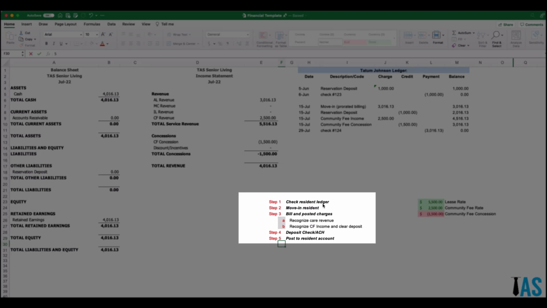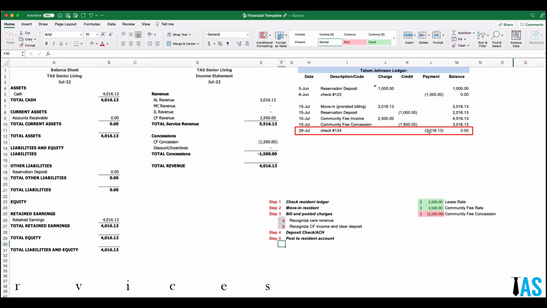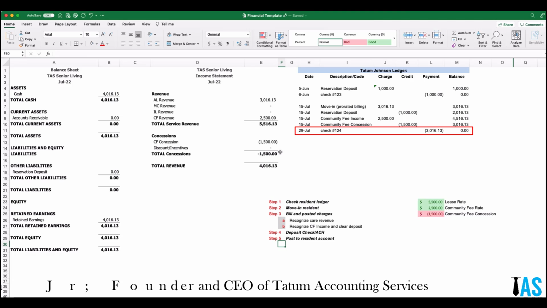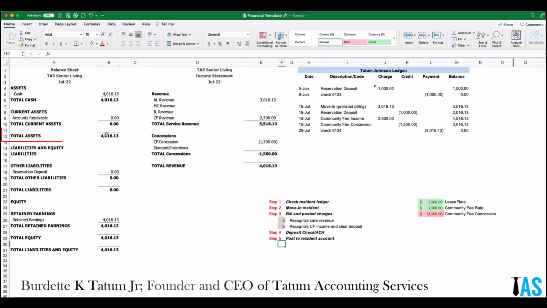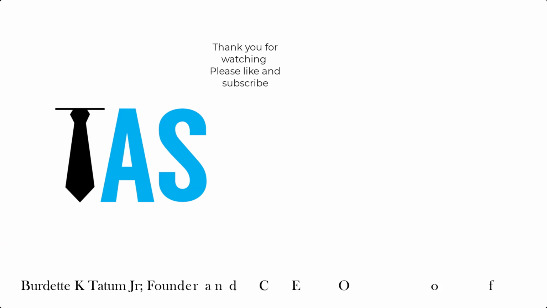So we post to the resident ledger. Notice once again the AR clears, goes up to cash, and now we have the payment on the resident's ledger. The ledger's down to zero. We've collected the full revenue less the incentive, which is why our cash is $1,000 less. Okay, that's the example for the day.